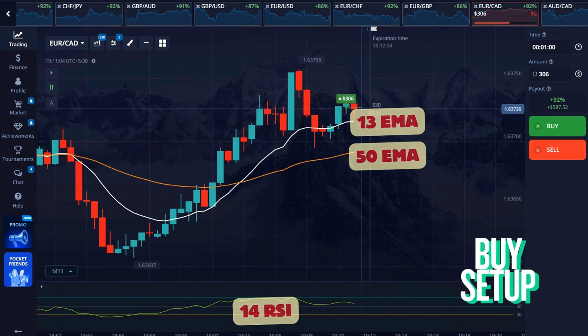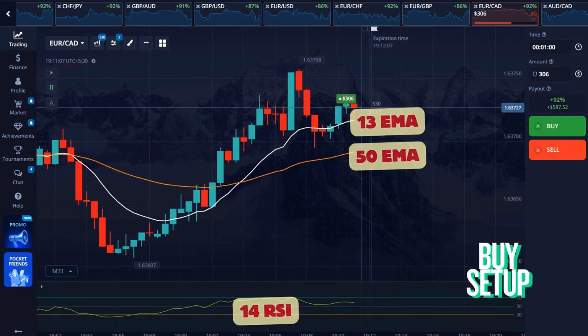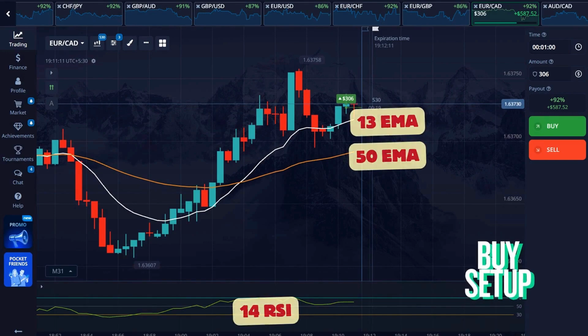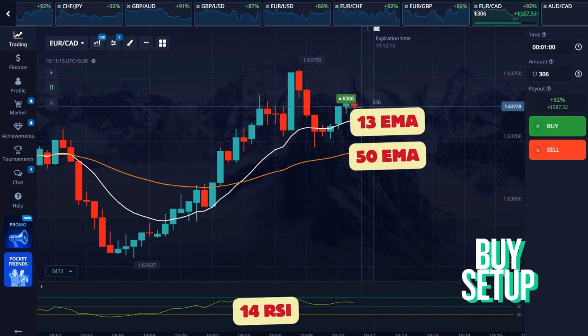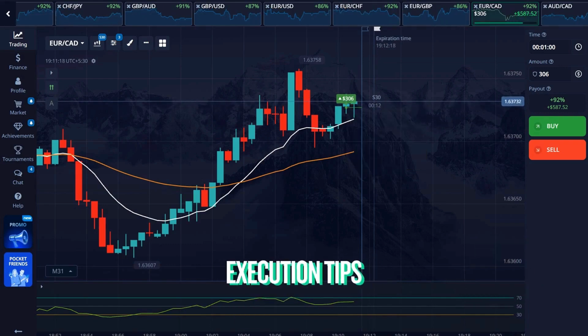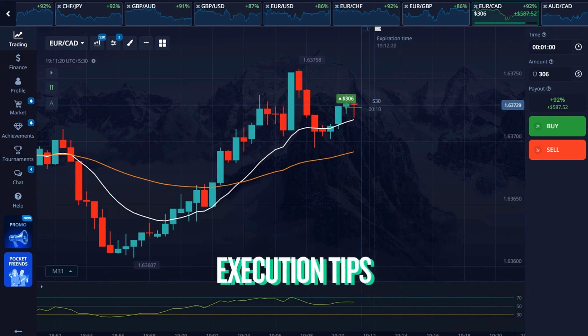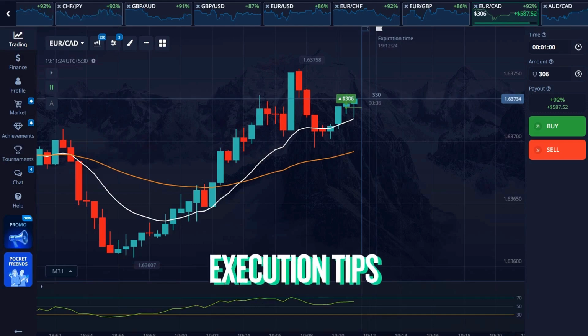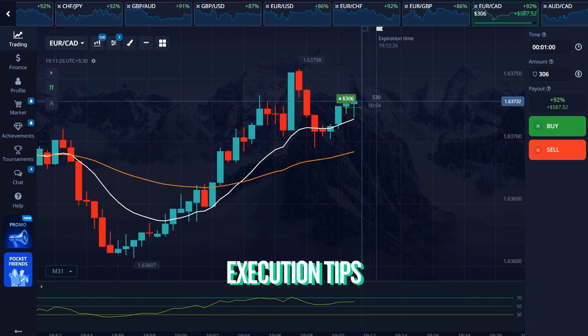Logic: when the RSI stays near the middle zone, it shows that buyers are still in control and the trend is continuing. The bounce from the 13 EMA confirms that buyers are stepping in again. Execution tips: take trades only when the 13 EMA and 50 EMA are well separated. A wider gap shows strong momentum and higher probability setups.